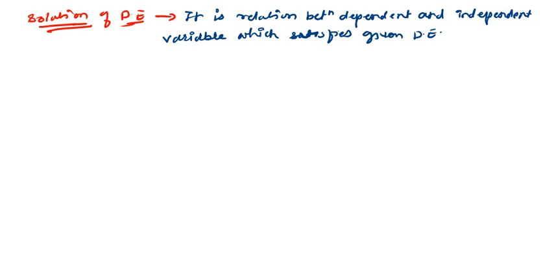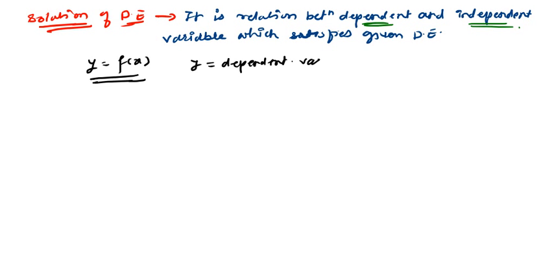So what they are saying is, it is a relation between the dependent and independent variable. Suppose we have y as a function of x. In this case, y is called the dependent variable, because it depends on x, and x is called the independent variable.